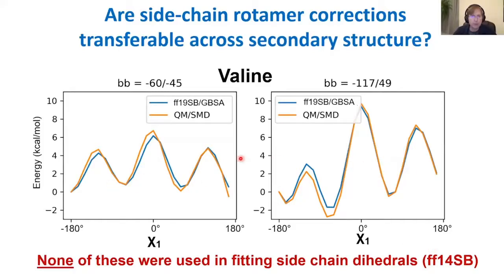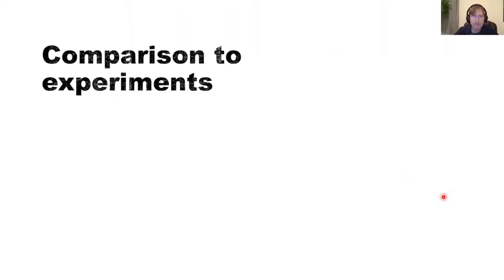These are just rotamers for the side chain conformations, showing you that we do the side chain chi-1 rotation for one backbone conformation, and the match is good. And then we change the backbone and do that again. And we also match the quantum pretty well for being a relatively simple model.